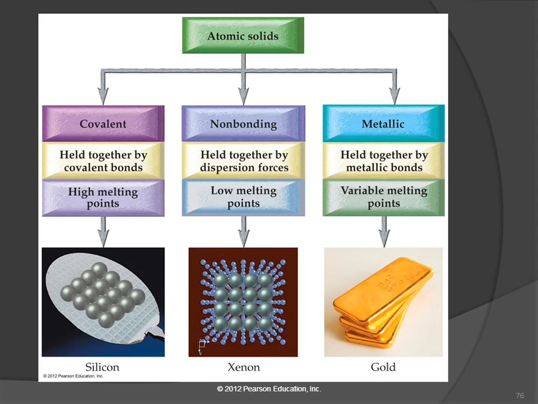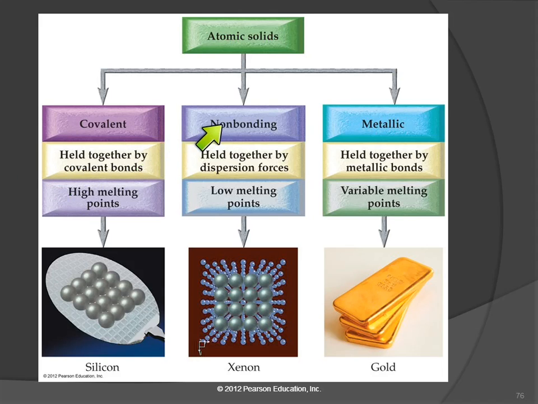Why isn't it a molecule then? It's only one kind of atom. It's an element. So the whole thing is silicon atoms. That's why it's considered an atomic solid and not a molecular solid. So these are going to have high melting points because covalent bonds are strong.